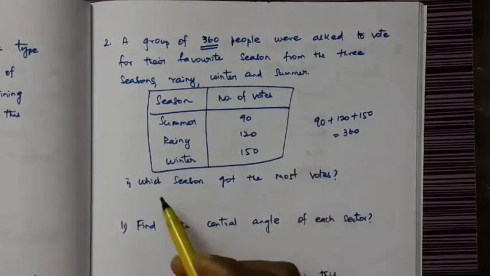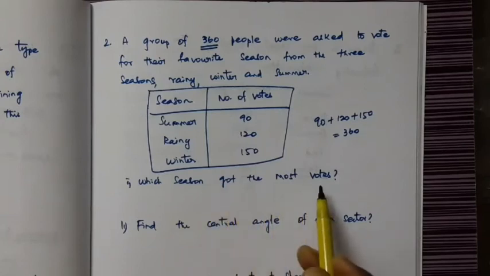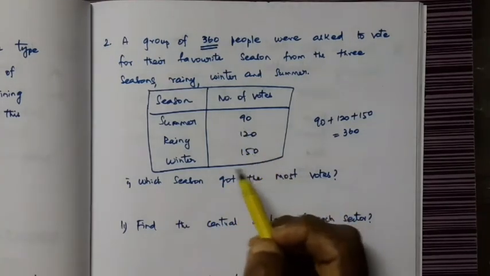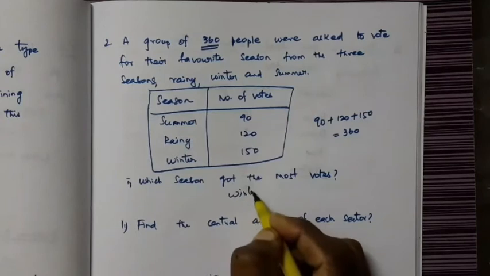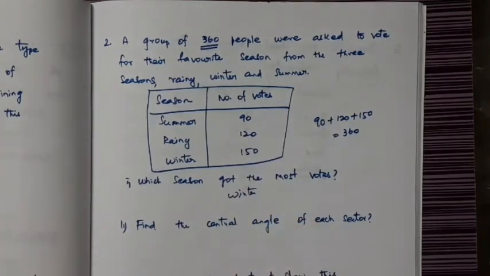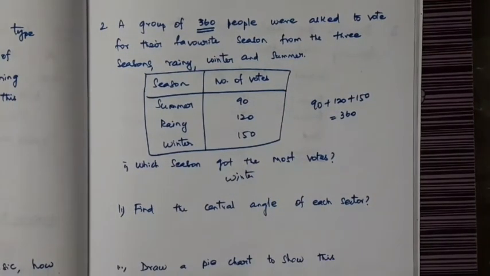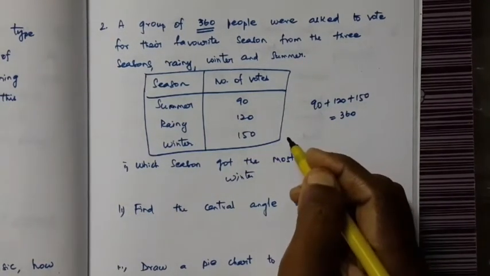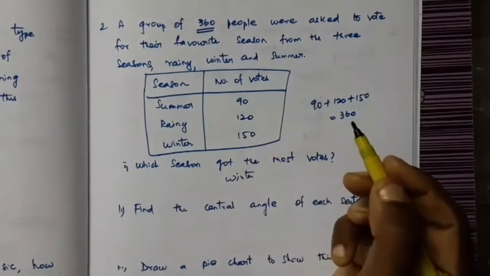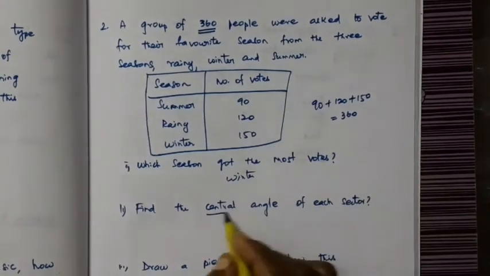So first question, which season got the most vote? From the table you can say winter season got the most vote. So find the central angle for each sector. Now if you want to represent in pie chart, you want to convert this data into angle. The same thing they have asked, that is called central angle.